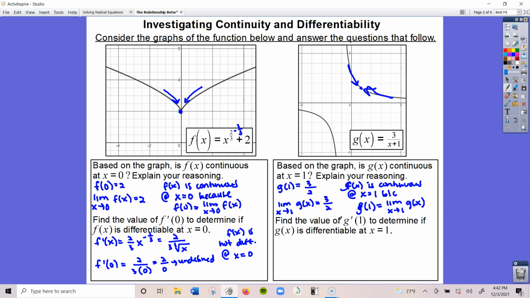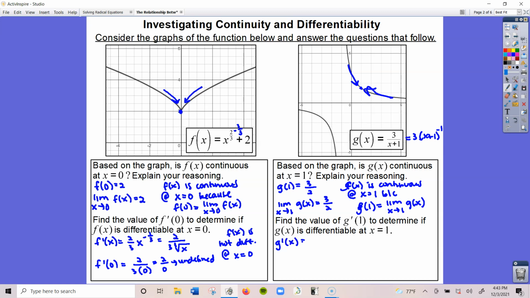G of 1 is going to equal the limit as x approaches 1 of g of x. Now let's see if I can take that derivative, plug in 1, to determine if it's differentiable. In order to find this derivative, you can use the quotient rule, or you can rewrite this as 3 times x plus 1 to the negative 1. Since I can bring up that entire denominator, and since the numerator is just a coefficient, I would use the chain rule here. Up to you. You can use the quotient rule or the chain rule. It's going to give you the same answer. I think this way is a little bit less of a hassle, so I'm going to use the chain rule.